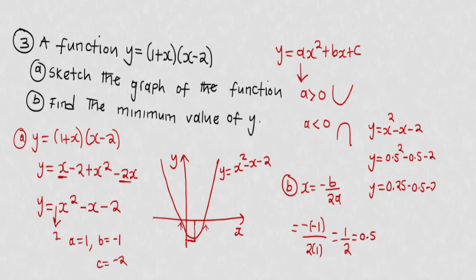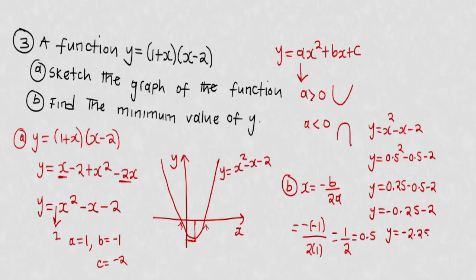Then we just have to subtract those. So y will be equal to 0.25 minus 0.5 minus 2. So what are we going to get? 0.25 minus 0.5, we're going to get negative 0.25. Then minus 2. If you subtract that, the value of y will be equal to negative 2.25.